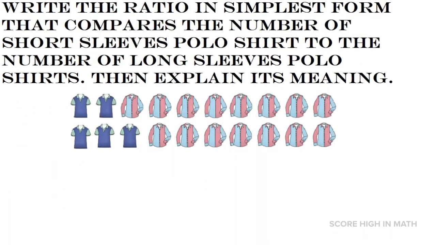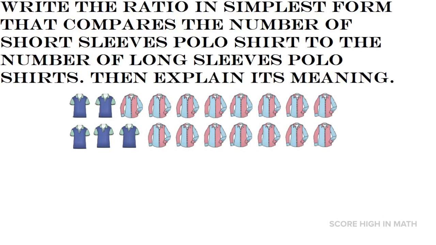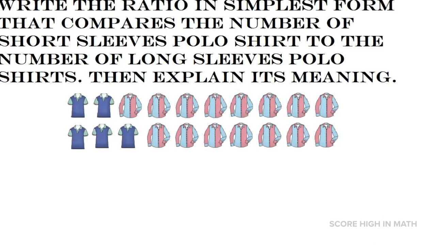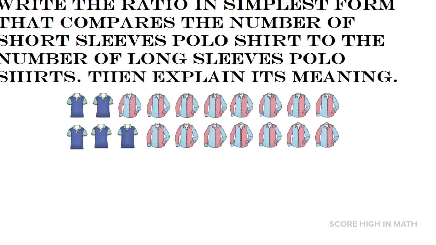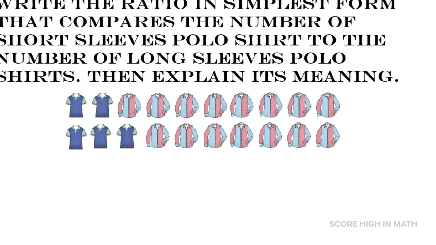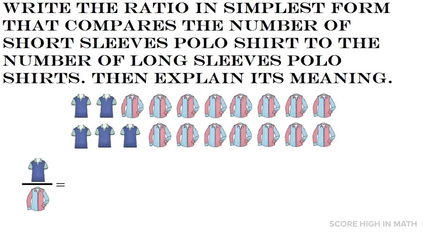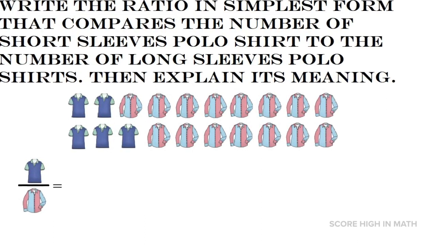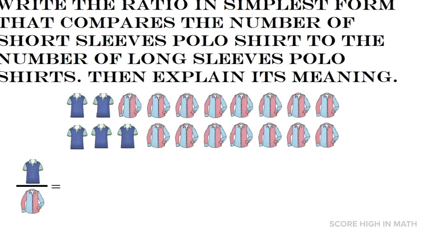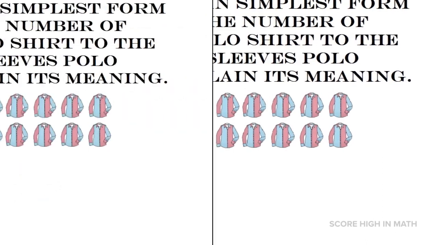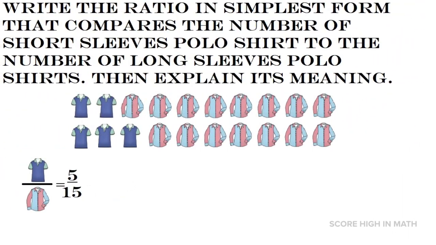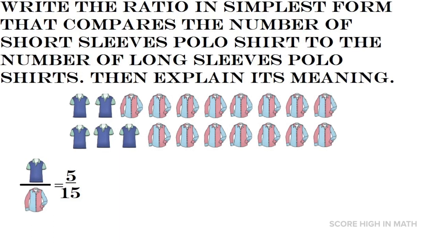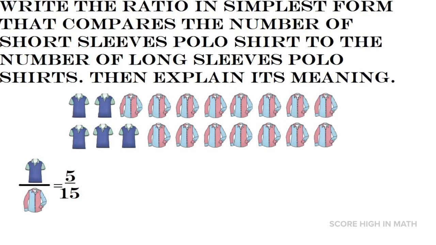Let's work on another example so that you can understand it well. Write the ratio in simplest form that compares the number of short sleeves polo shirts to the number of long sleeves polo shirts. Then explain its meaning. We are going to write the number of short sleeves polo shirts over the number of long sleeves polo shirts so that we can find the ratio. There are 5 short sleeves polo shirts and 15 long sleeves polo shirts. So the ratio is 5/15.